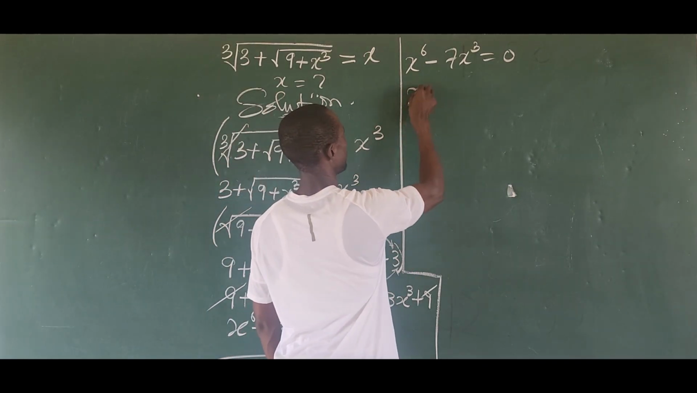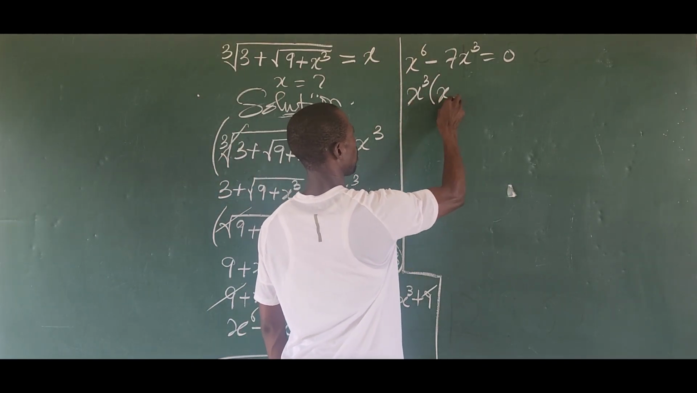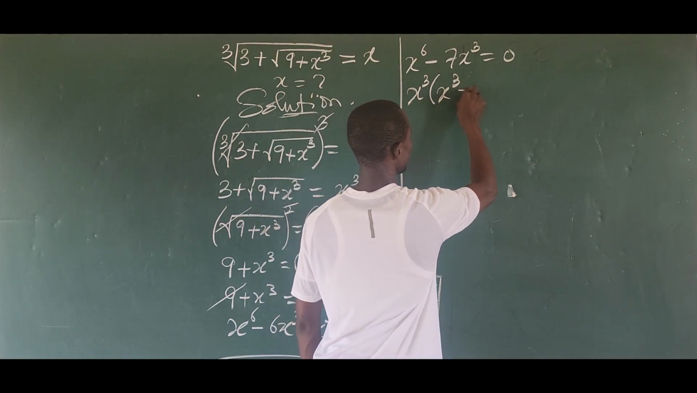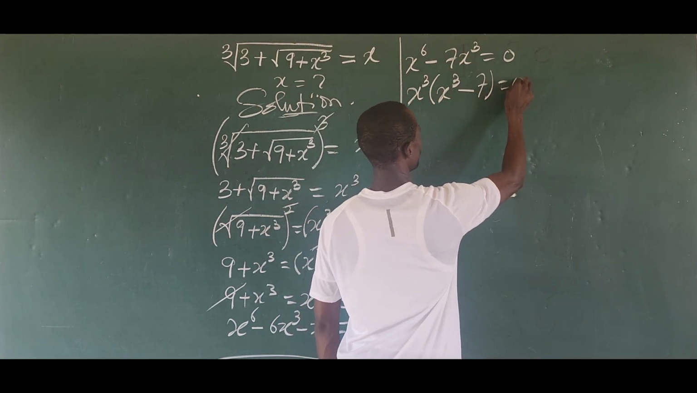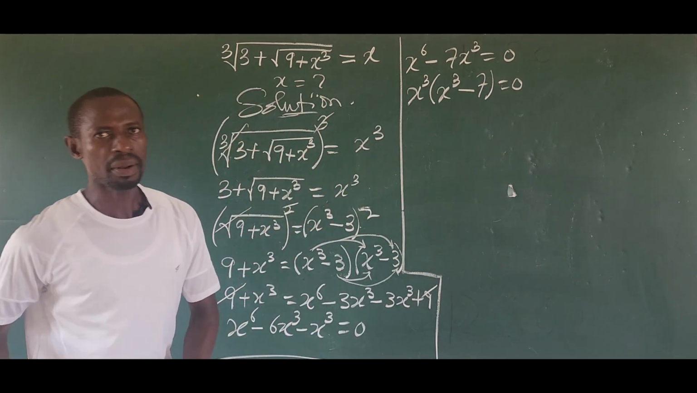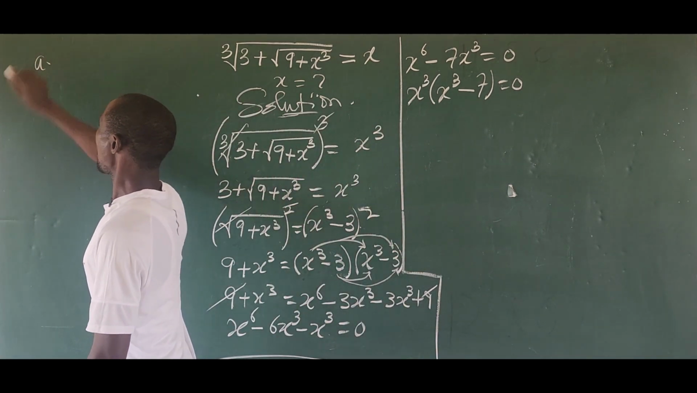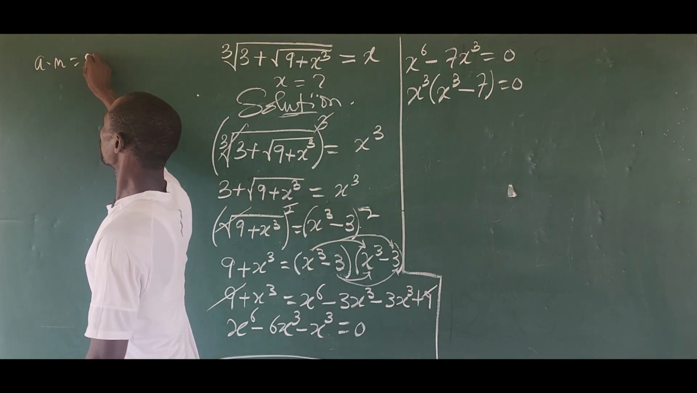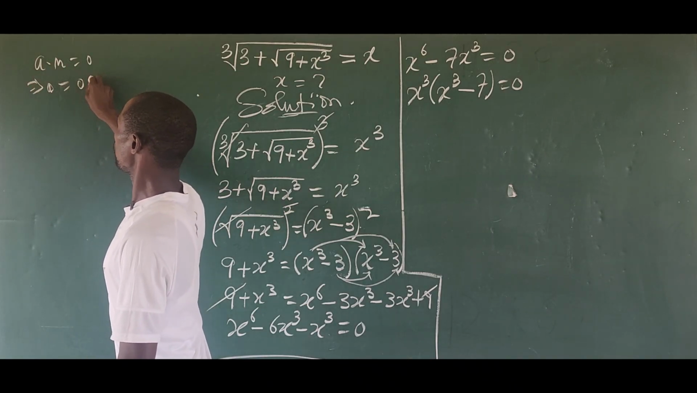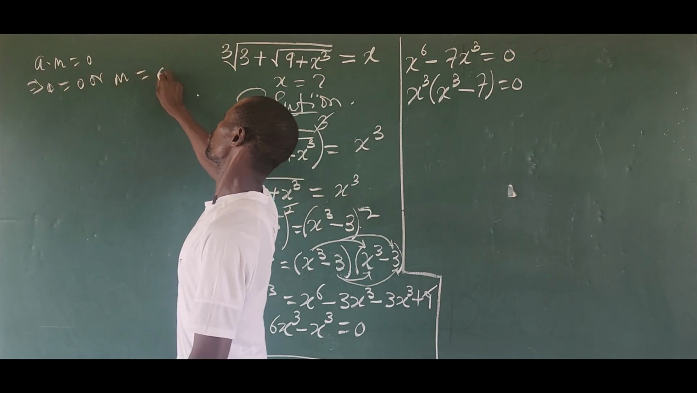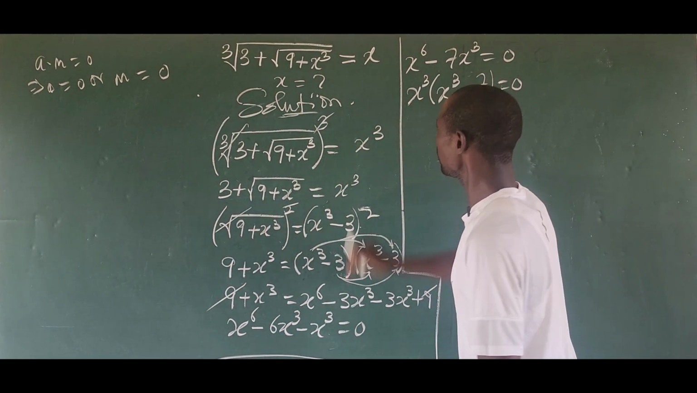So this is going to give us x to the power of 3 in a bracket. If we use this to divide this, we come up with x to the power of 3, then minus, we use this to divide this, we are left with 7, then equal to 0. Remember the law which says that if you have a times m equal to 0, this implies that a is equal to 0 or m is equal to 0.